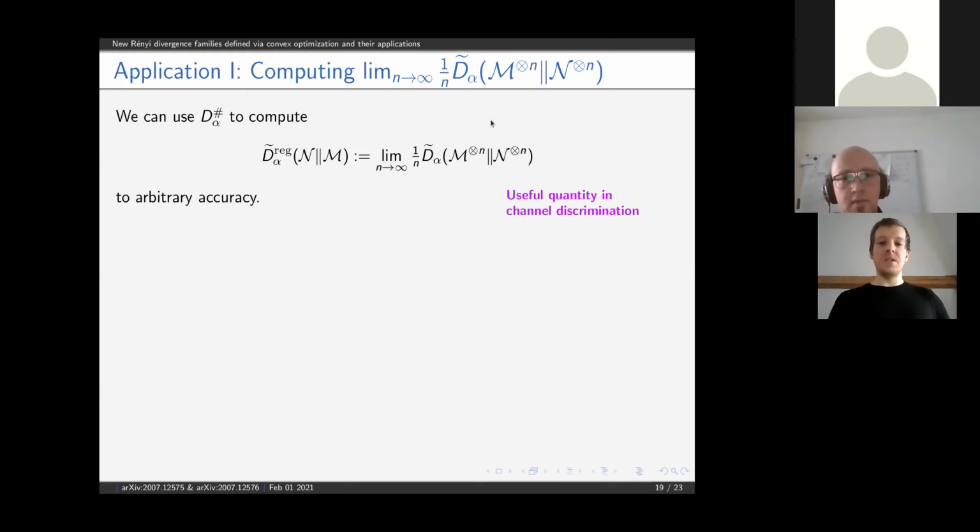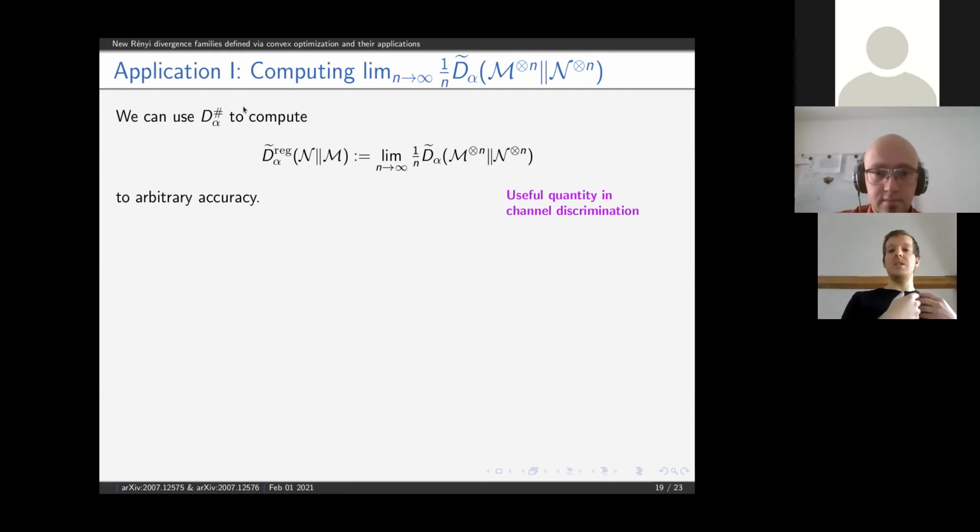So it's expressed as this formula here. And this quantity comes up, for example, in rates of channel discrimination problems. So it's a useful quantity to be able to compute. And actually previously it was not known whether this quantity was even computable. However, using the D-sharp divergences, one can not only show it's computable, but that we can actually get a method to compute this quantity to an arbitrary accuracy.